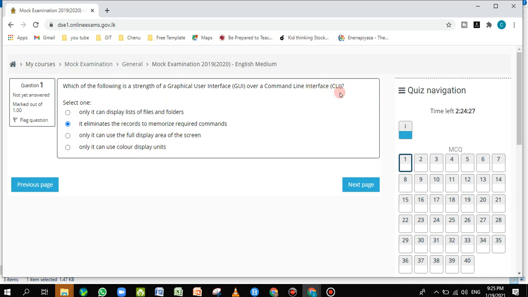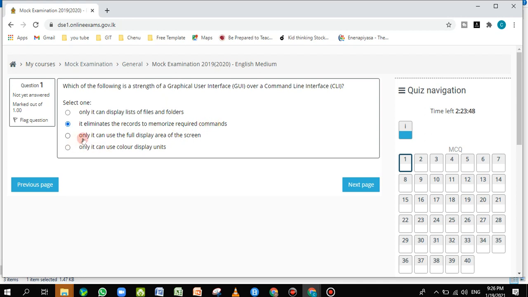When we consider operating systems, there are two kinds. At the beginning there were CLI, command line interfaces, and then gradually it developed into graphical user interfaces, where you can see the menus, the icons and all those things. With command line interfaces, you have to remember each and every command to tell the computer what to do. So the GUI eliminates the need to memorize required commands. That's the strength of the GUI.